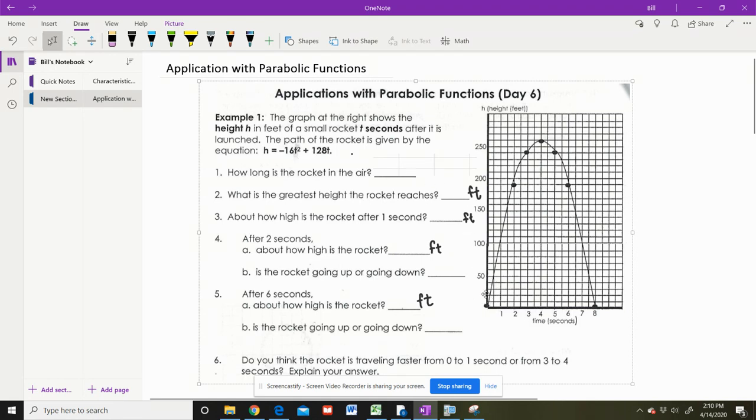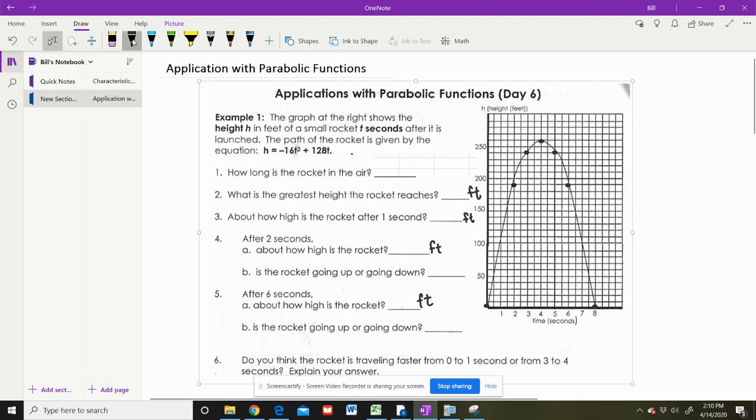So basically, this is the path of the rocket, right? It flies up, gets to a maximum height, and then it comes back down to the ground. So on our y-axis, we have h for our height. For our x-axis, we have time, 1 through 8, for seconds. All right, so the first question is asking how long is a rocket in the air?